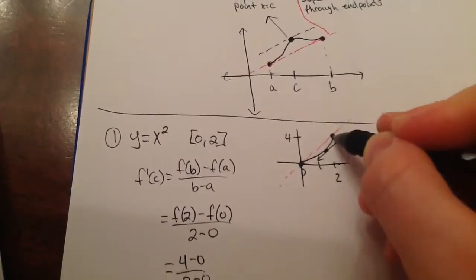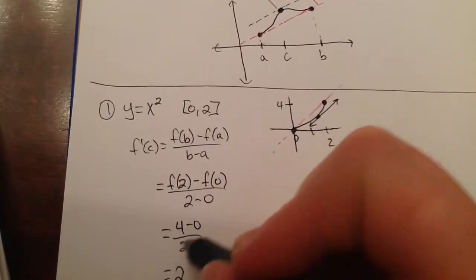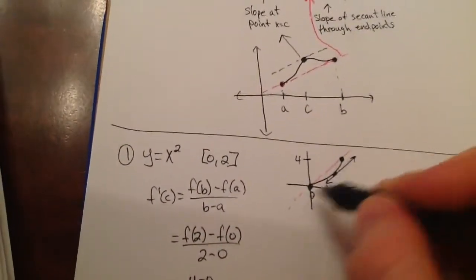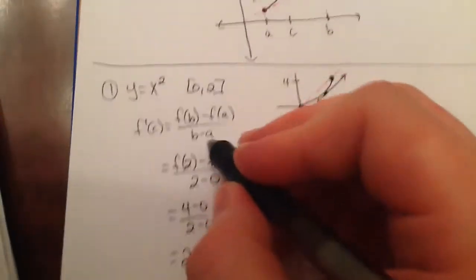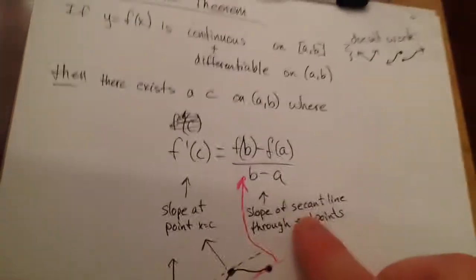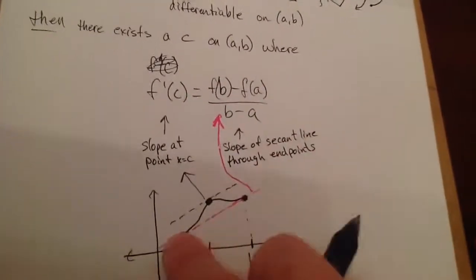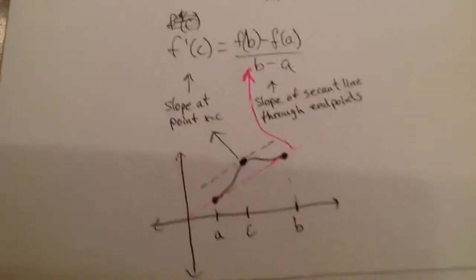The x value was 2, so the y value was 4. That's why I did 4 minus 0 and 2 minus 0. All we're doing is plugging in those points to get the slope of that pink line. That's what that side of the equation is. Remember up here? That side of the equation is just the slope of the pink line, slope through 2 points.